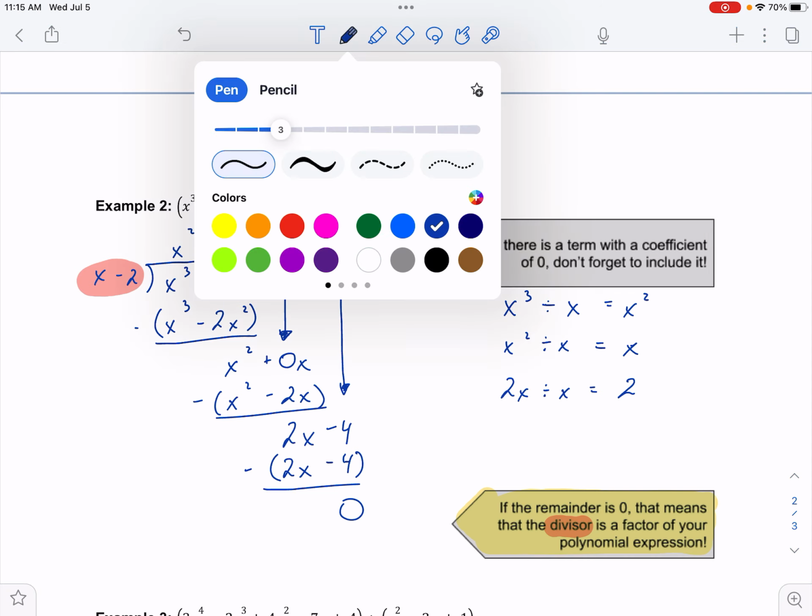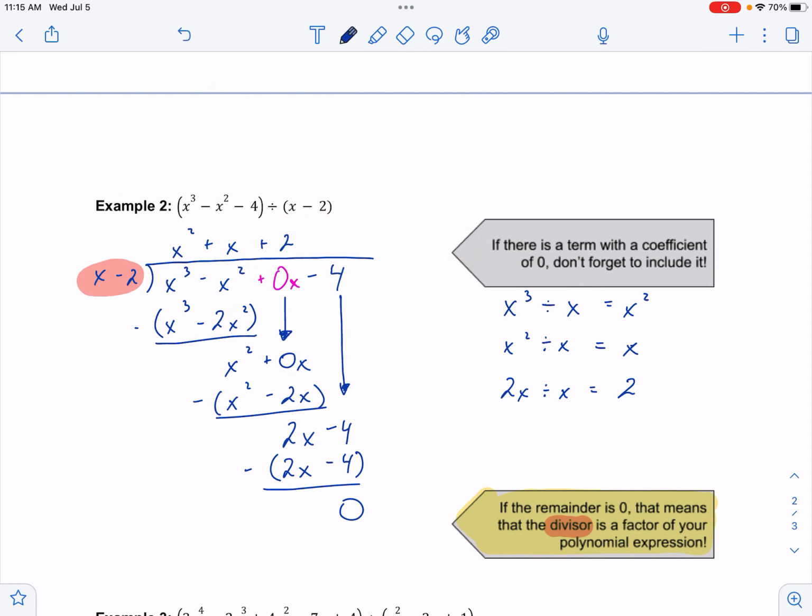Let's finish the question properly. We're going to write our initial question, x cubed, take away x squared minus 4 equals. I start with my divisor, x minus 2. And then I get my quotient, which was x squared plus x plus 2. There is no remainder, so I don't have to write anything onto the end. Beautiful.